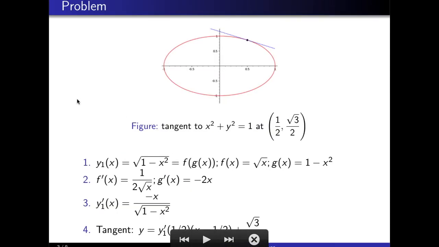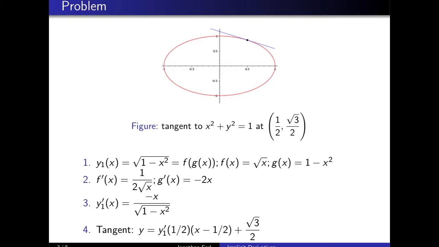We have a chain rule. We know how we can solve things with the chain rule, so our outer function here will be square root of x. Our inner function will be 1 minus x squared. We'd find that f prime is 1 over 2 square root of x, and g prime is minus 2x. So we'll have that y1 prime is minus x over square root of 1 minus x squared from our chain rule, f prime at g times g prime.